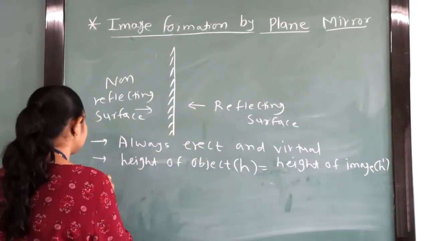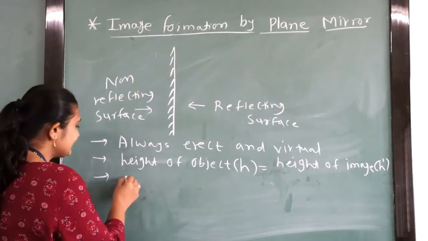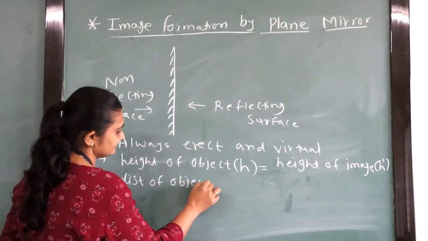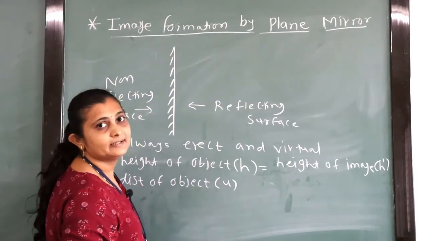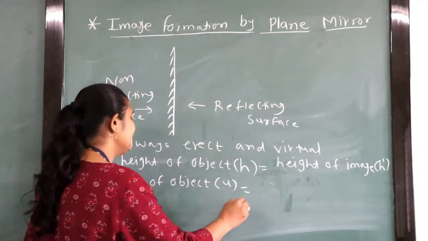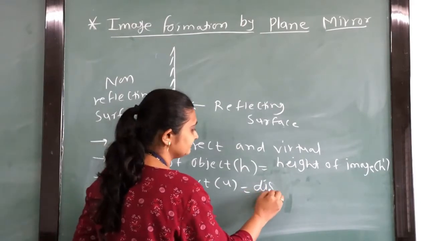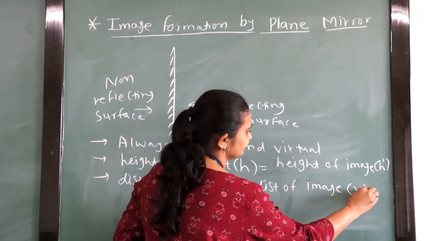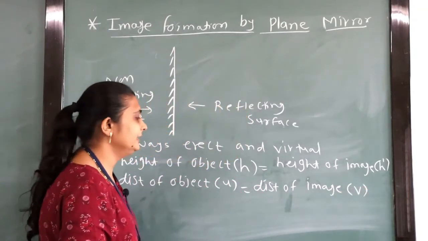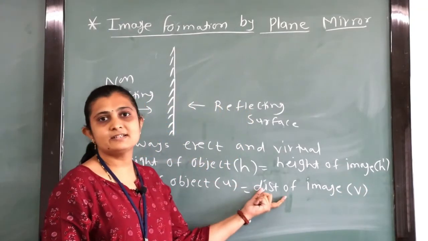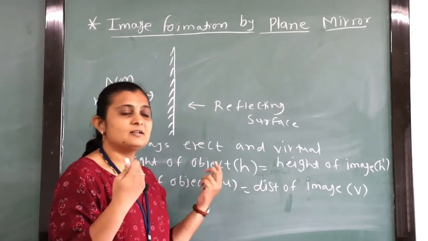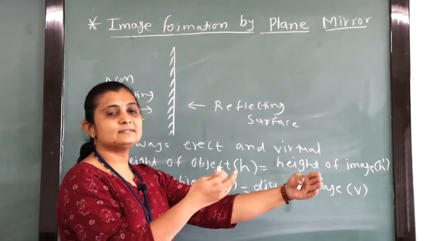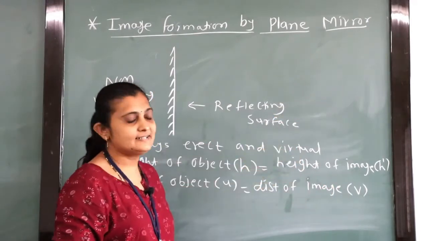Next point, distance of object, denoted by letter small u, is equal to distance of image, which is small v. Object distance and image distance are always equal, means suppose I am the object and here is the mirror, then object distance is equal to the image distance.